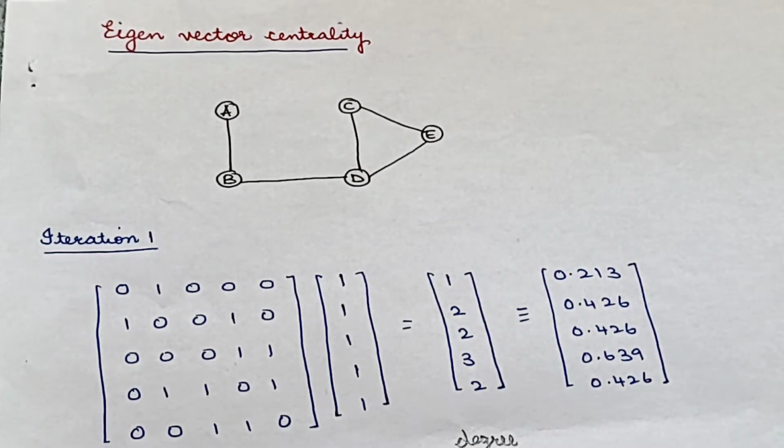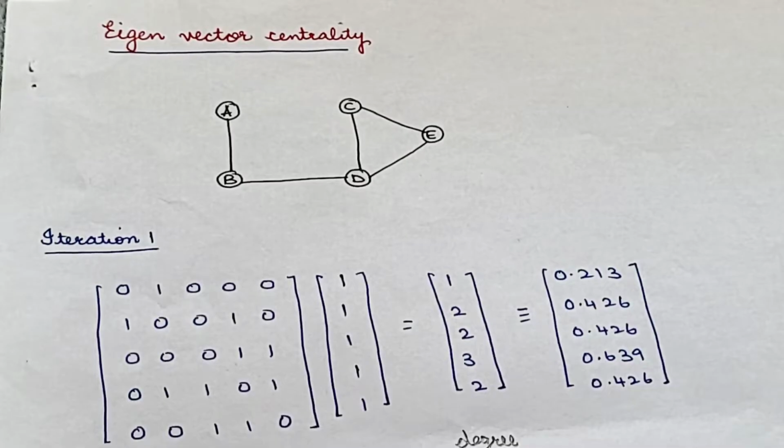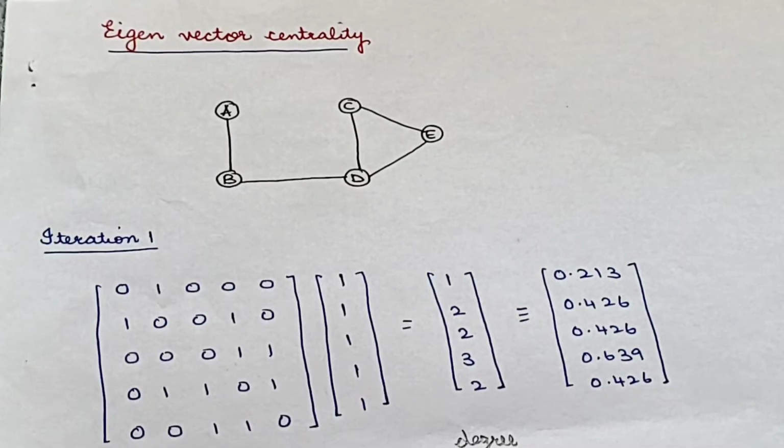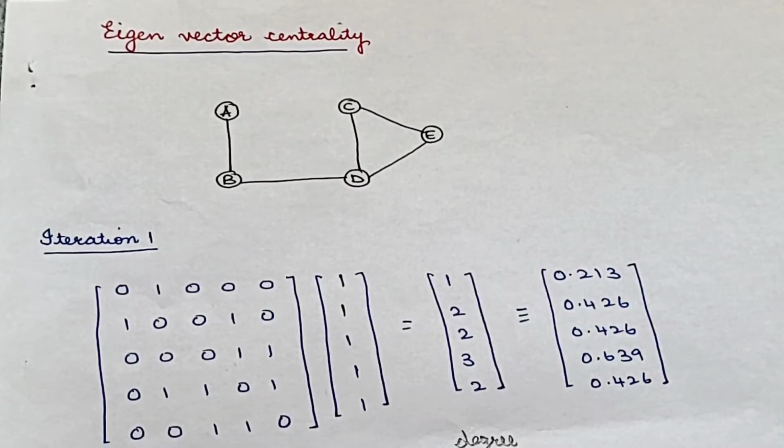Eigenvector centrality. Eigenvector centrality is a measure of nodes' influence in a network, considering not just the number of connections but also the importance of the nodes it is connected to. Basically, it assigns relative scores to all the nodes in the network based on the principle that connections to high scoring nodes contribute more to the node score.